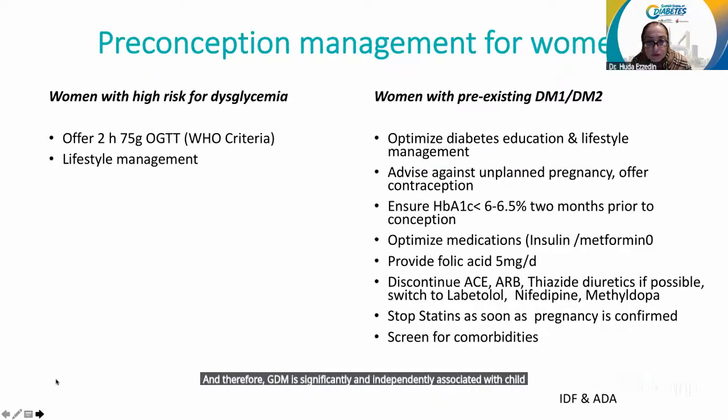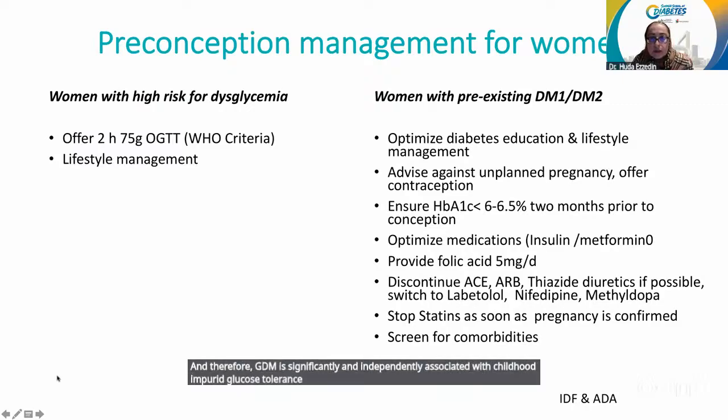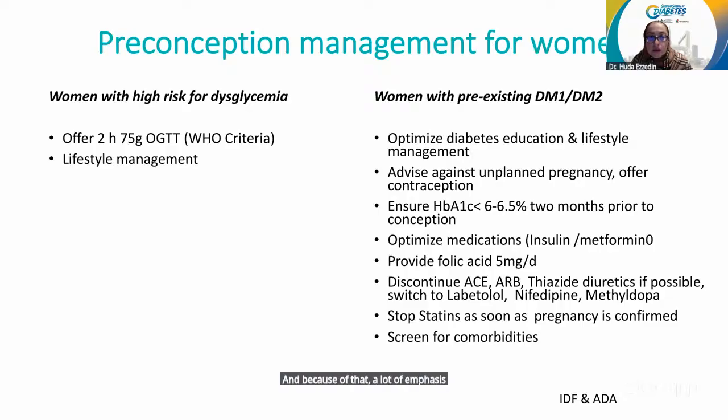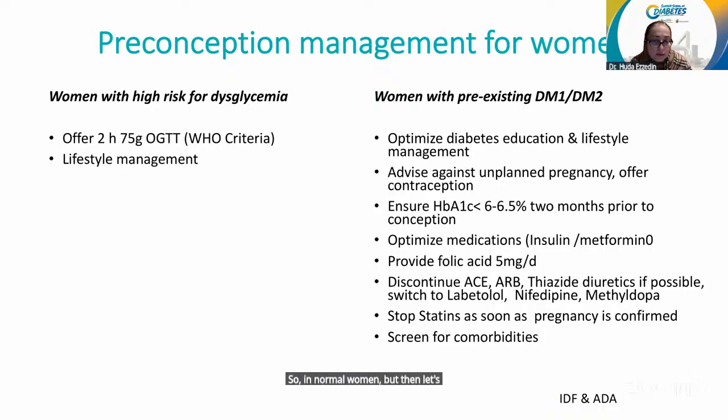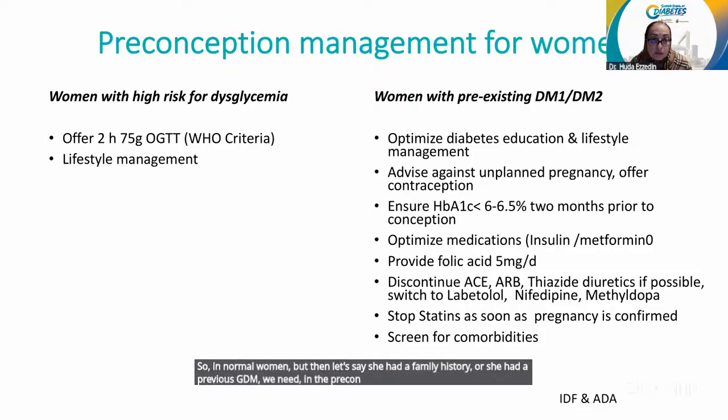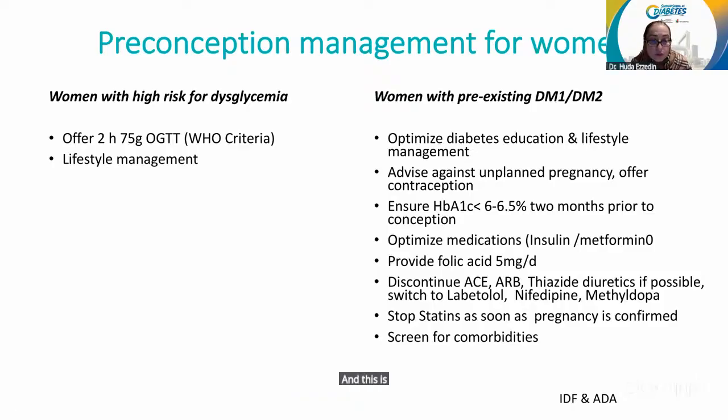childhood impaired glucose tolerance. Because of that, a lot of emphasis was put by scientific authorities on the preconception management of women, whether women at high risk of dysglycemia or women with pre-existing type 1 or type 2. So in normal women, but let's say she had a family history or a previous GDM, in the preconception phase we need to offer her a 2-hour 75-gram OGTT based on the WHO criteria. And this is a lifetime management that we need to focus on and inform the woman about.